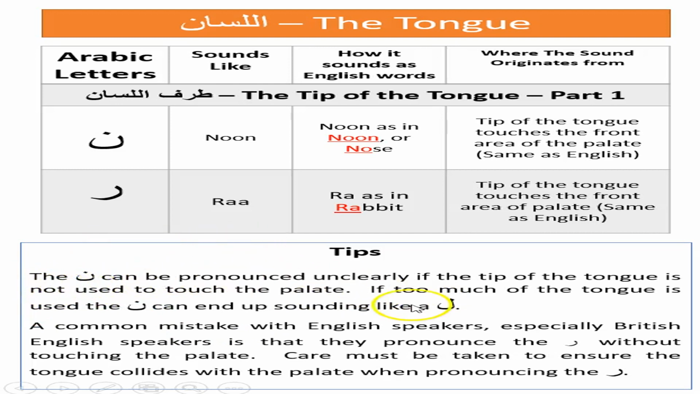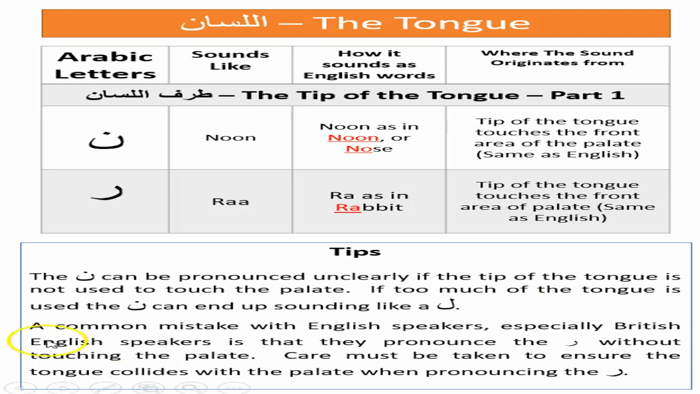So the noon can be pronounced unclearly if the tip of the tongue is not used to touch the palate. If too much of the tongue is used, the noon can end up sounding like the lam. The reason for that is because if you use the full front part of the tongue, then it turns into a lam. Because you can hear some noon there, but you can hear a lot of lam as well, because using the full front part. So that's why it's very important you only use the tip of the tongue.